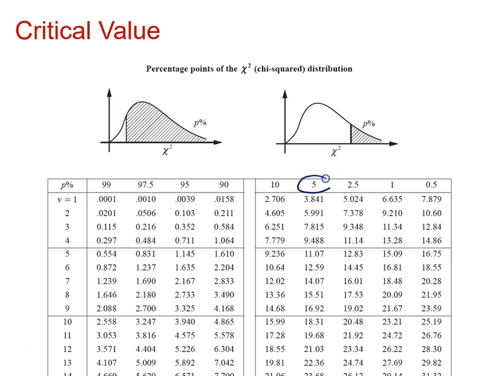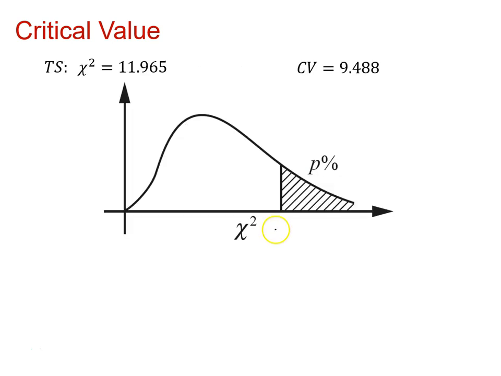At the 5% significance level, with 4 degrees of freedom, we get a critical value of 9.488. So 9.488 is there. 11.965, our test statistic, is there, and that is in the critical region. So that is significant. So we reject H0.